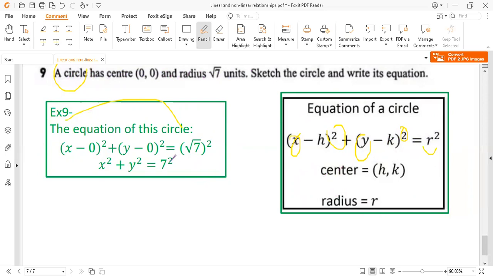Normally radical 7 squared is 7. It is not radical 7 squared, it is only 7, because the radical, the square root, and the power 2 are inverse operations. They cancel each other to obtain finally 7. So x squared plus y squared equal to 7.